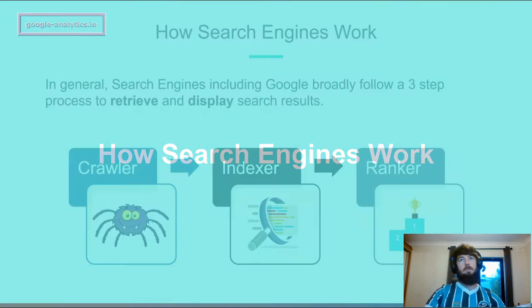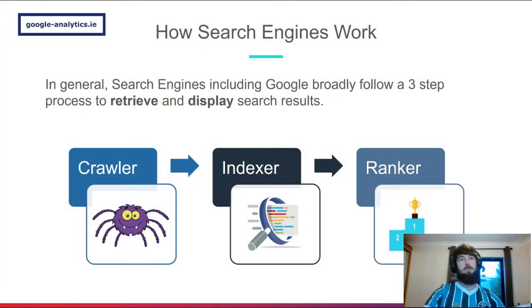So first, I want to talk about how search engines work. In general, search engines, including Google, broadly follow a 3-step process to retrieve and display search results. That 3-step process involves a crawler, an indexer, and a ranker. So first, to talk about the web crawler.